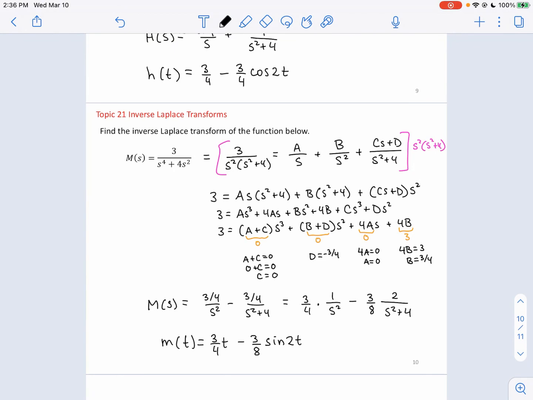Okay, and this wraps up finding the inverse Laplace transforms and wraps up our third topic of this series of 4. The next topic will be our last topic on Laplace transforms, and it will be where we solve ODEs with initial conditions from start to finish.